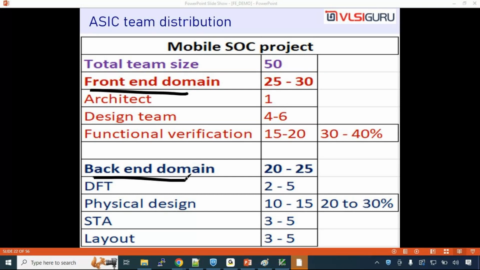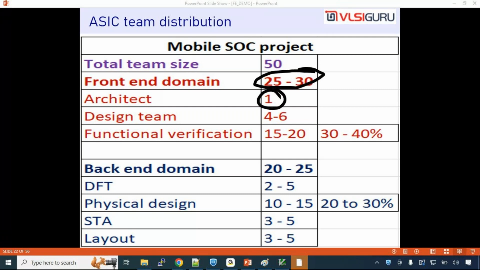The people working in the front end domain will be a little higher, 25 to 30. That is how much percentage? 50 to 60 percent. Out of 50, 25 to 30 is 50 to 60%. What about the remaining people? 20 to 25 is how much? 40 to 50%. So there are relatively 10% more people in the front end domain. That's the first thing. This distribution is further divided into one architect. Only one architect is required.